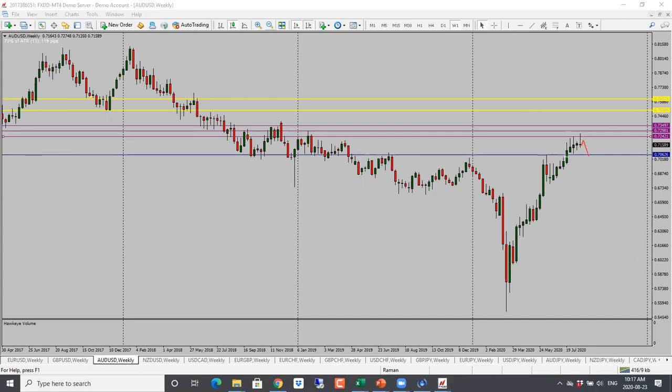I will look for a bit of a pullback. And again, we're looking for a move back towards the support level here. So this support level, so resistance turning into support here. If it doesn't go through, because this is a strong support level, we could get another move higher. So for now, just looking for that drop back towards the support level at 0.7060. So bias is bearish for Aussie dollar for now.